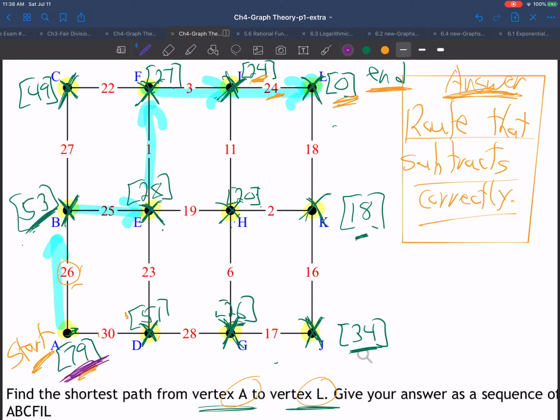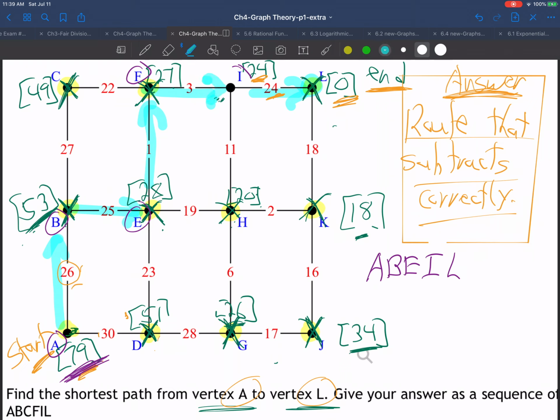How do they want me to write the answer? Start at A and then B, and then E, and then F, and then J. That is a J, isn't it? Oh, I. Good thing I looked. It's I. And then L. There it is. There's the shortest route.